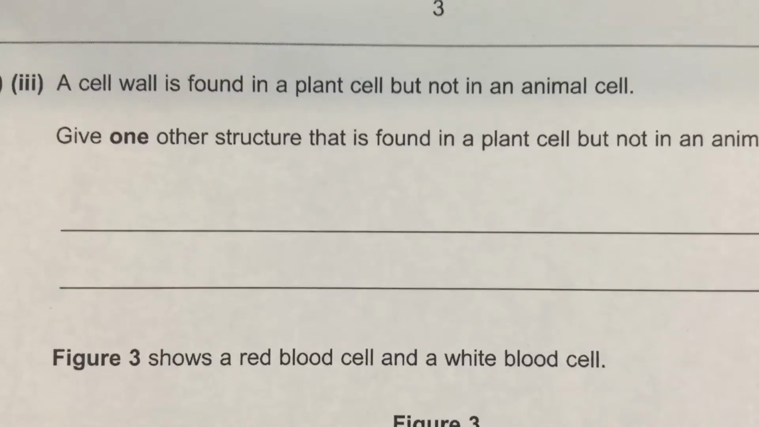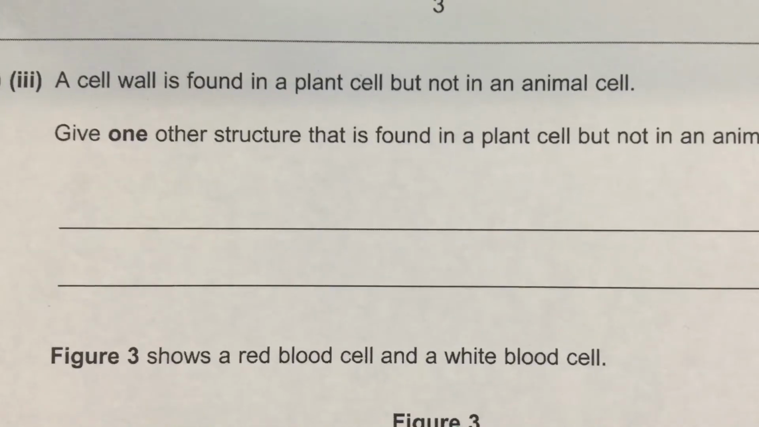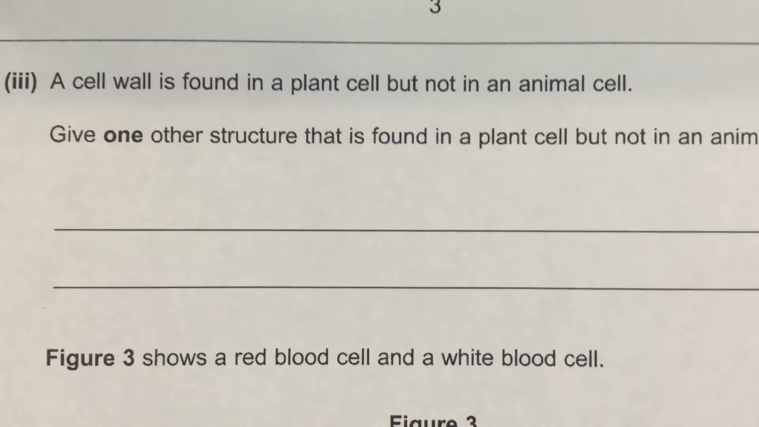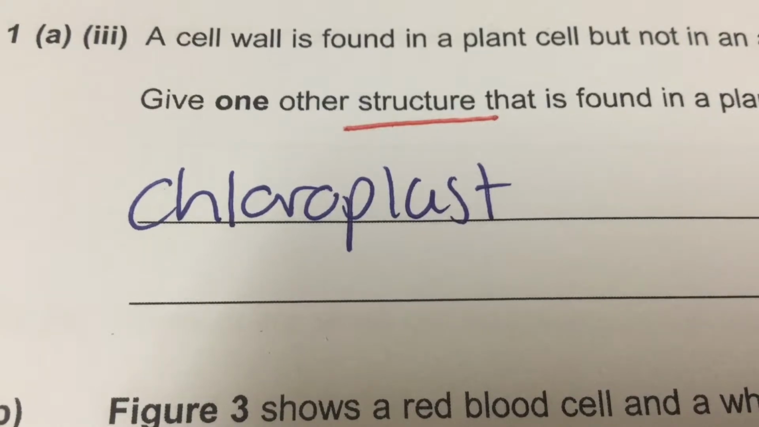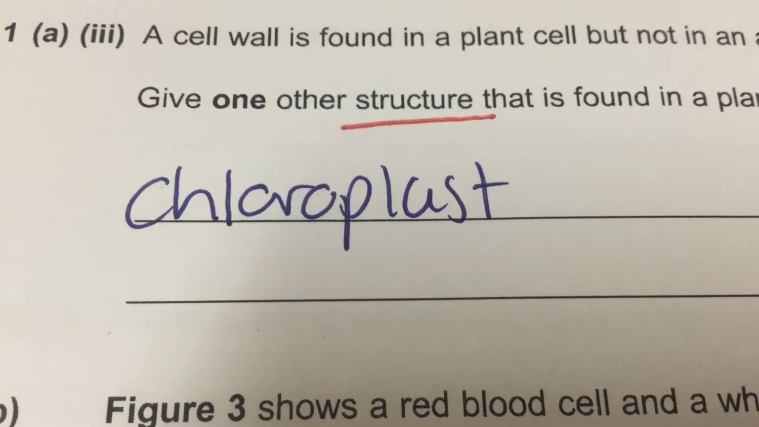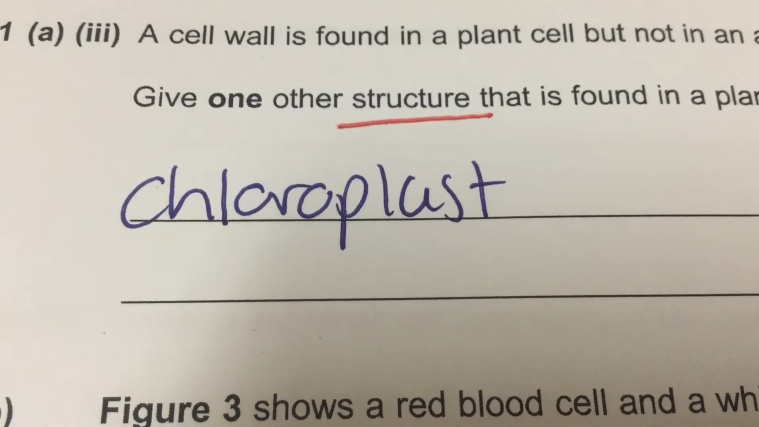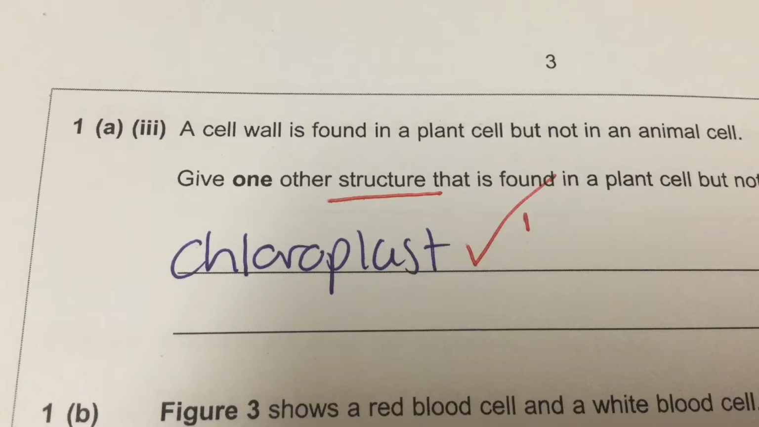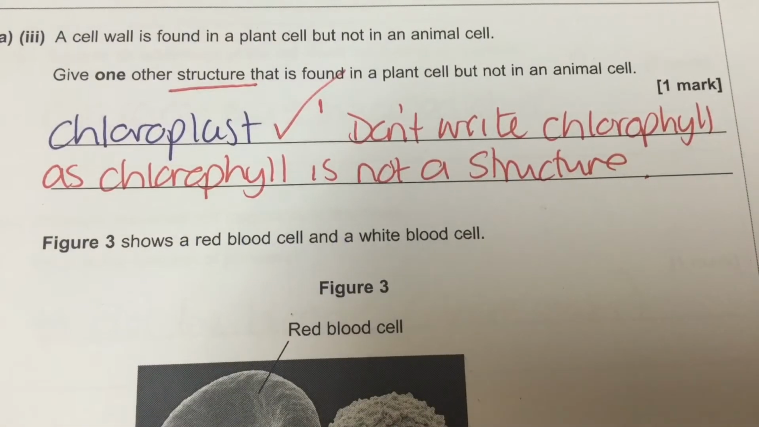So this question is asking for a structure. So if you write chlorophyll, you won't get the mark because chlorophyll is a substance and not a structure. So the answer here is clearly chloroplast. You could have written large vacuole, but chloroplast is definitely the better answer, especially as they've just asked for a plant cell. If they had shown you a root cell, then a chloroplast wouldn't be the best answer, because of course a root cell doesn't have chloroplast or chlorophyll.